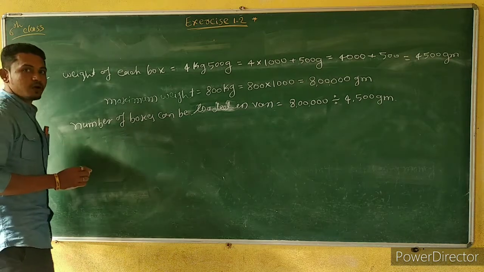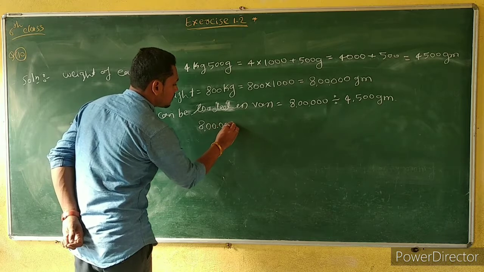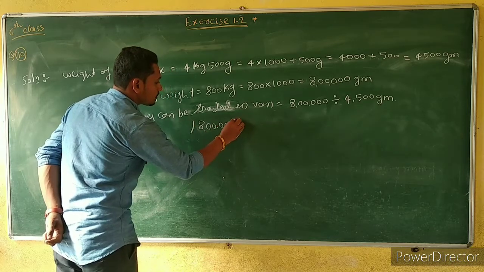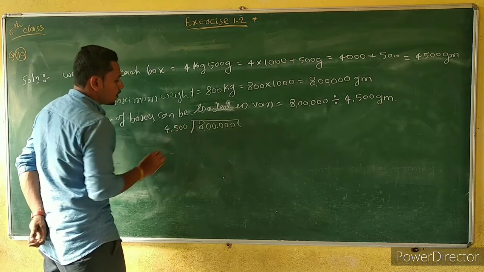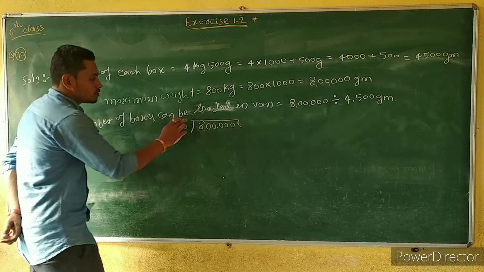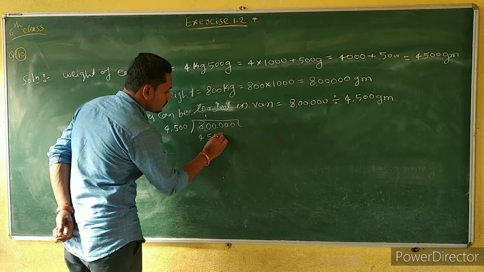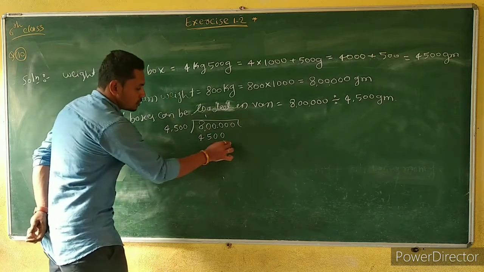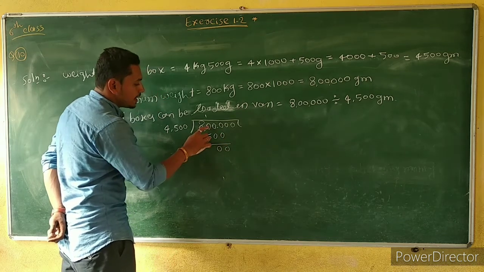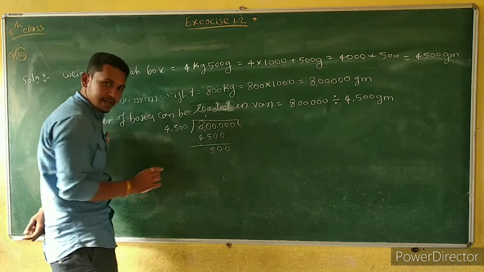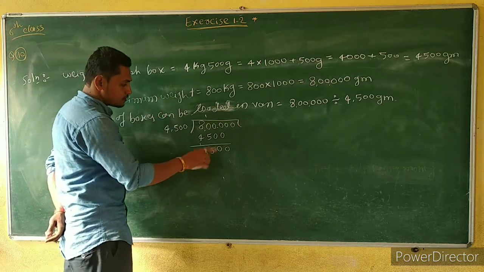Is it right? 4500 gram. Now we have to calculate here. 8 lakh divided by 4500 gram. Is it right? So 4500 ones are 4500. Divided by, minus 0, 0, 0, minus 0, 0. Then 10 minus 5, 5, 1 carry. Is it right? 8 minus 5, 3, becomes 3500.